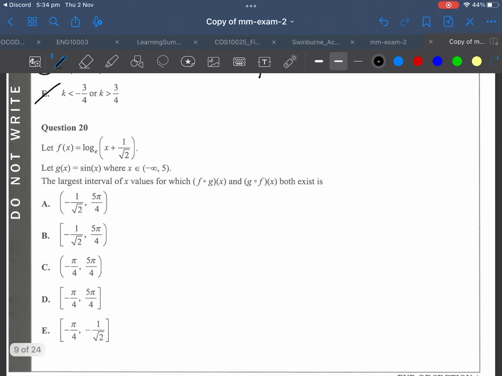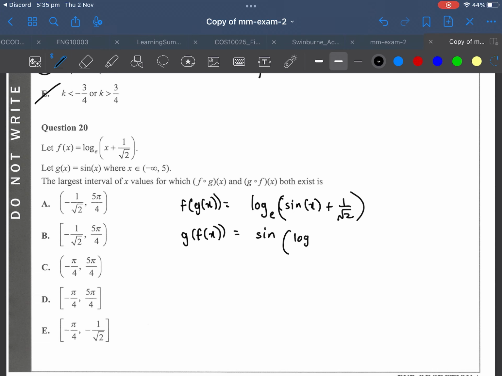Okay. Moving on. So let f of x equal this and g of x equal this, for x in that domain. The largest interval for which f of g and g of f is defined is what? Okay. So f of g of x is going to be log base e of sine of x plus 1 on square root of 2. And g of f of x is going to equal sine of log base e of x plus 1 on square root of 2. Interesting. Okay, so for this over here, we can say that sine of x plus this has to be greater than 0.